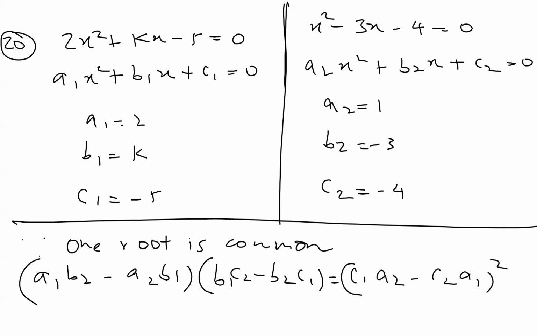Now you can put these values in this. Just put these values. So a1 b2: 2 into minus 3, minus a2 b1: 1 into k. Okay. b1 c2: k into minus 4, minus b2 c1. Okay. I'll just write down the values directly so that there is no confusion. So a1 into b2 is minus 6, a2 into b1 is k. Am I correct?